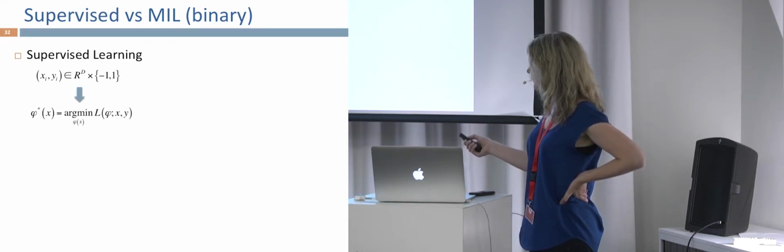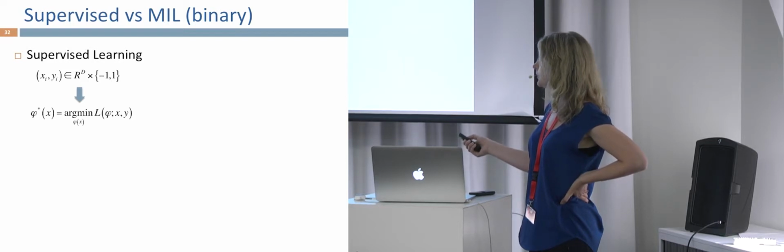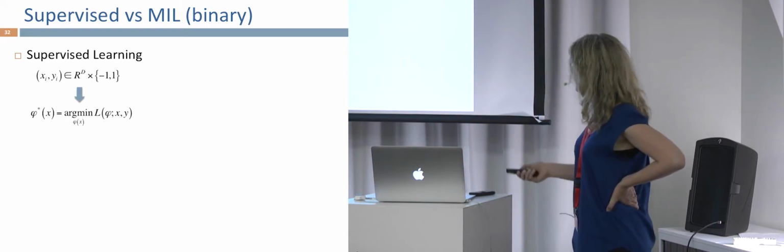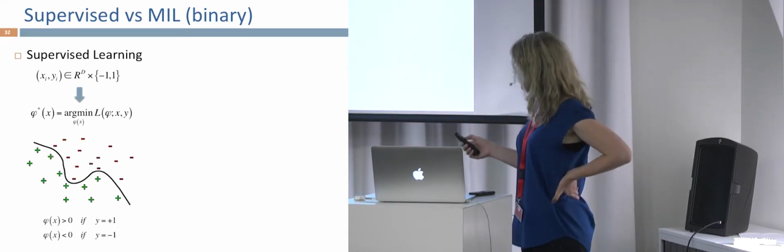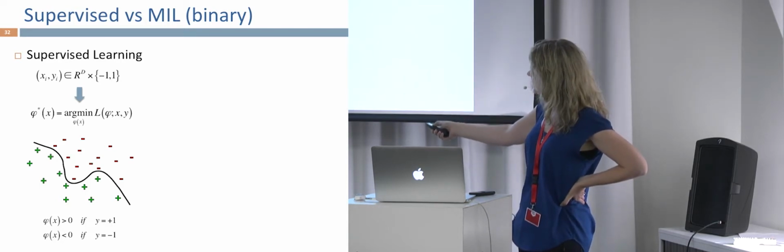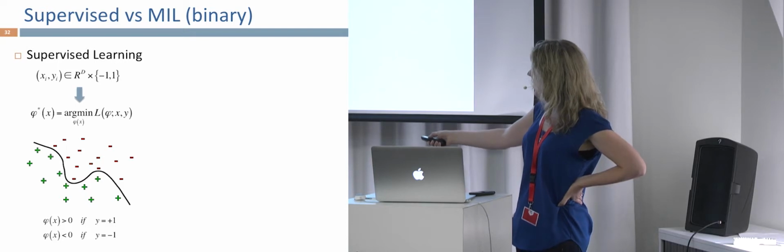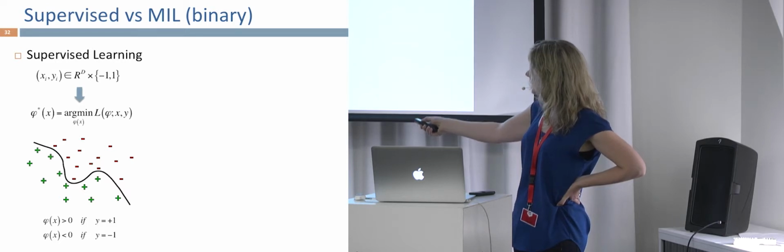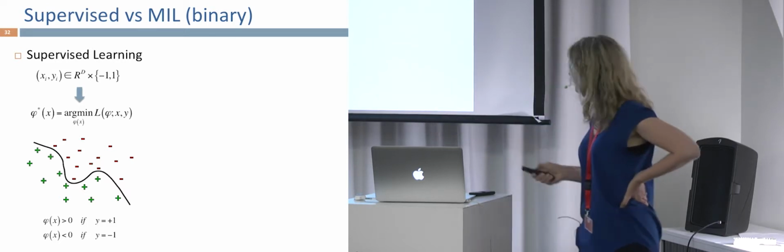which we do typically by minimizing some loss function L. This capital L stands for some loss function that I'll talk about later as well. So this is just traditional supervised learning. Again, we have some negative examples and positive examples, and we want to learn this classifier phi that will essentially separate the negative examples from the positive examples.